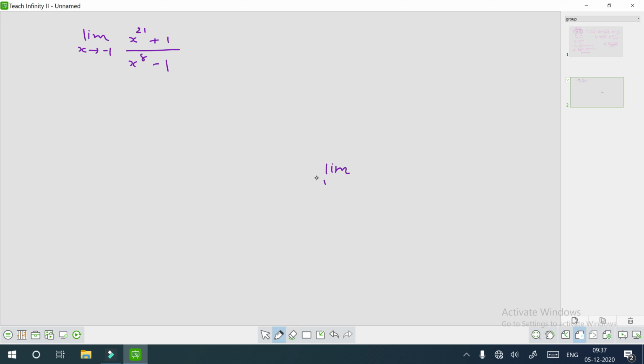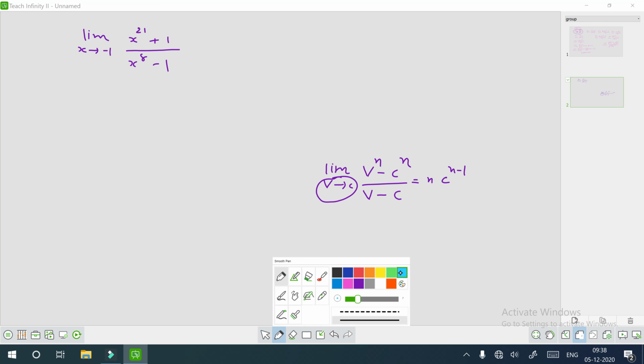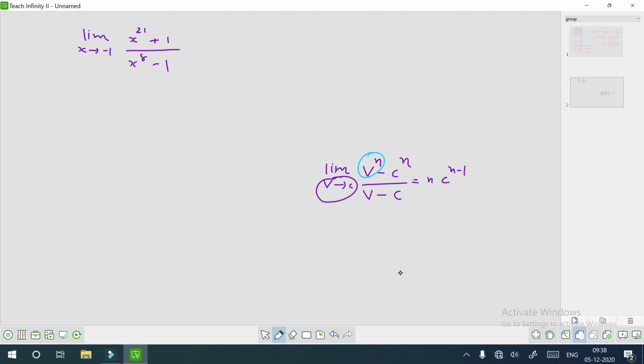Limit variable tends to constant, variable raised to n minus constant raised to n over variable minus constant is equal to n times constant raised to n minus 1. At that time, what do we have to see? Variable tends to constant. See, in almost all sums, this information is given to us, variable raised to n. The rest of the things we have to arrange. Clear? Now observe, in this sum, numerator power 21 is there, denominator quantity power 8 is there. How do we arrange it? Please see here.